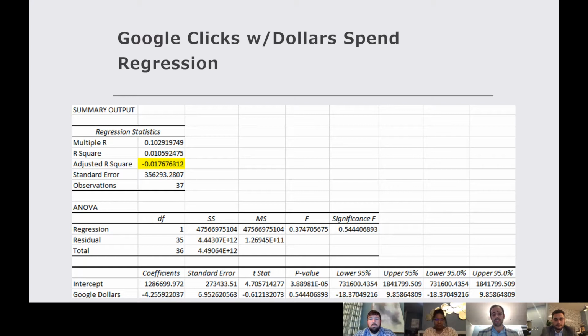Again, our F-test here was pretty high, so our F-test actually failed in this case. And then looking at the p-value for Google Dollars, it was also very high, which means that this explanatory variable is not significant. So this first regression did not really do much, but it gave us some insight that we need to dig a little bit further.